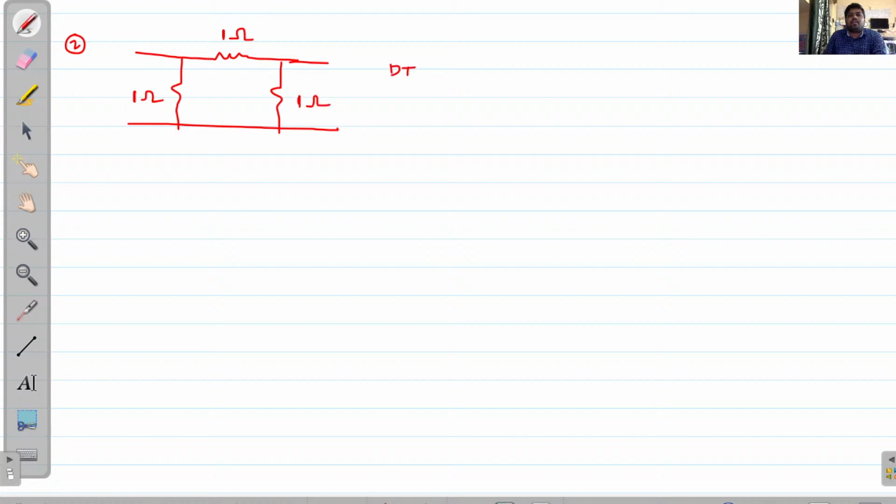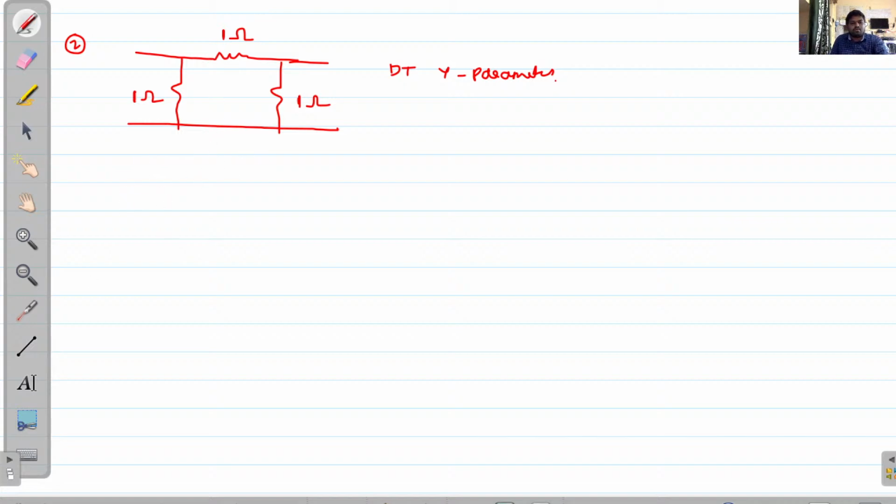This is the second problem. This is your network, and here we have 1 ohm, 1 ohm and 1 ohm. Determine Y parameters. Now, what is the value of the Y matrix for this network?